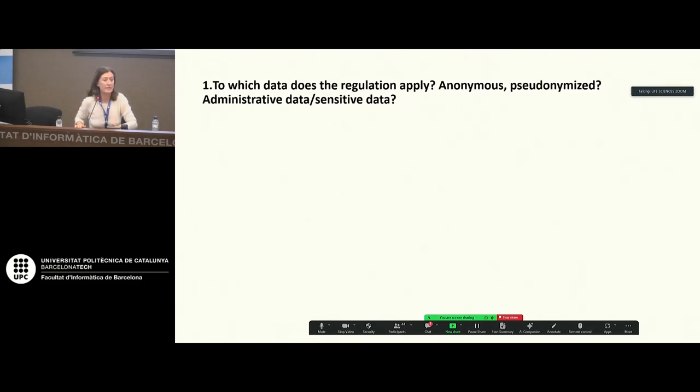So the answer to this first question is, for almost all the data you are using, you need to apply this law, or you need to apply guarantees to be sure that at that moment you don't have to apply the law. But you have to be alert, because perhaps in 3 years those data change their status.